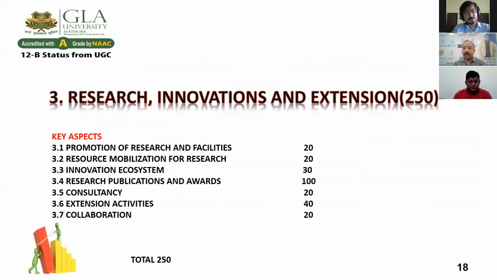When we talk about this criteria, as I discussed, it is of a total of 250 marks. So the key aspects or key indicators are the promotion of research facilities, resource mobilization for research, innovation ecosystem, research publication and awards. And you can see that 100 marks cover how many publications you have in the university, consultancy, extension activity, and collaboration.